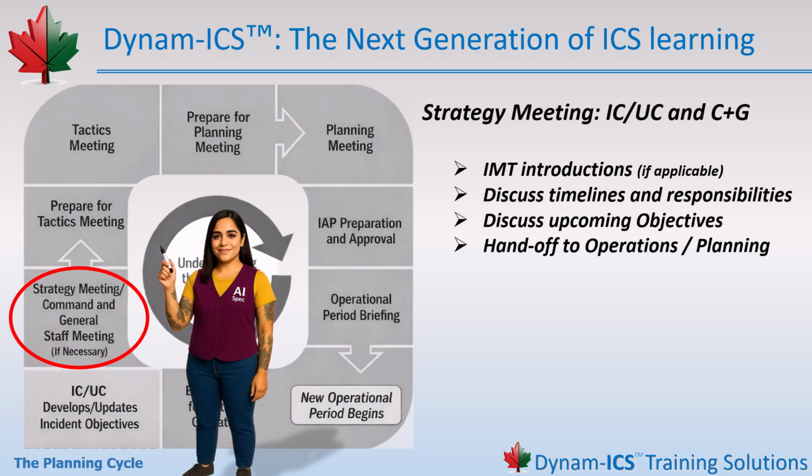Hi, I'm Isley. I'm going to take you through the remainder of the planning cycle, step by step. The first stop is the strategy meeting, sometimes called the Command and General Staff meeting. This is where the incident commander comes in with their proposed objectives for the upcoming operational period and shares them with the group. This meeting is the first of a few and usually starts early in the planning cycle. It sets direction for the rest of the team and it sets the timelines for the meetings to follow.